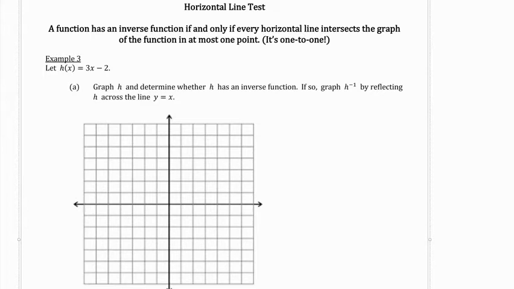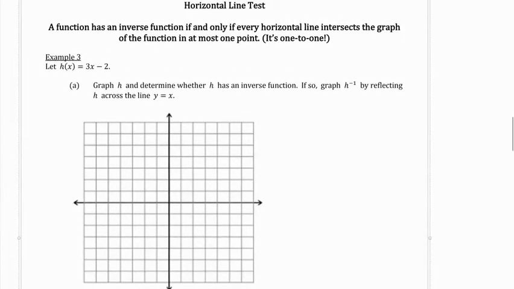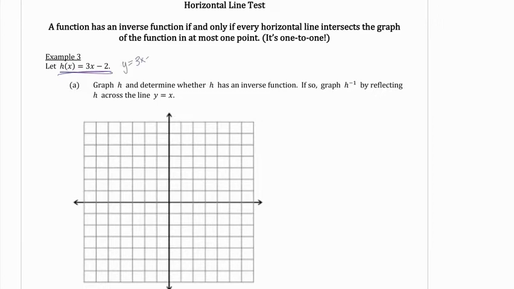Okay, so let's do that a few times here with a graph. So this first one, we want to graph h, the function h, and determine whether it has an inverse function. If it does, we want to graph the inverse by reflecting it across that line y equals x. Okay, so let's start with graphing our function h, 3x minus 2. That's a linear equation, right? Y equals mx plus b, or if you want to think of it as y equals 3x minus 2.